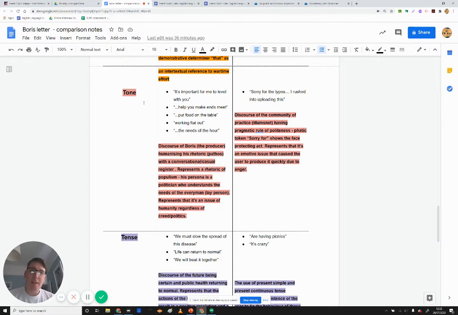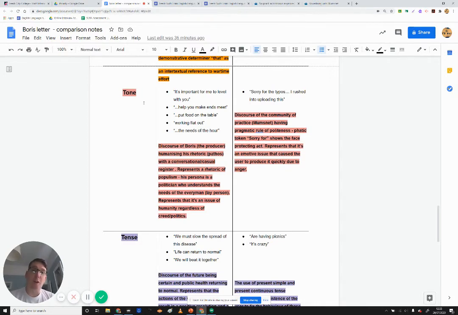Why does it do this? Because it represents a rhetoric of populism. He wants to be popular with everybody. His persona is a politician who understands the needs of the everyman, and can be female, obviously, a layperson. So part of Boris's PR brand is that he's not just for the elites, he's for everyone in the public.